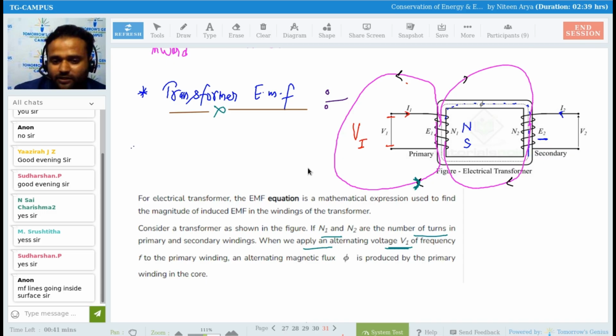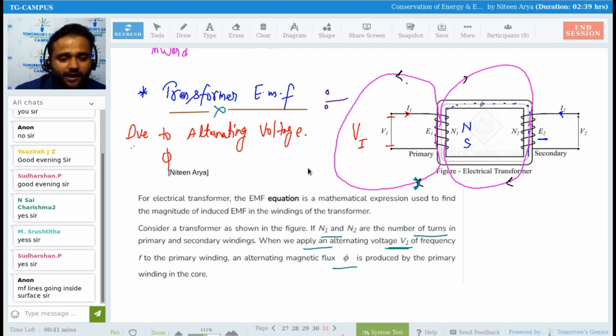Alternating voltage V1 of frequency f is applied to the primary winding, then an alternating magnetic flux phi is produced by the primary winding. So in simple terms, due to the alternating source or alternating voltage, a magnetic flux is generated in the primary. Phi equals phi m sine omega t.